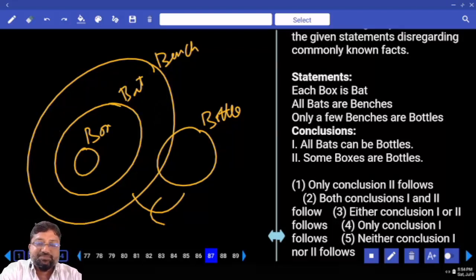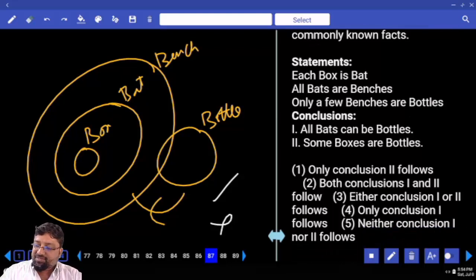Absolutely yes. Next is what? Some boxes are bottles. Is there any relation? No. First is right, second is wrong. What's the answer? Only one. Did you understand this? Is this clear? Are you all clear with the first conclusion? Any doubts with the first conclusion?